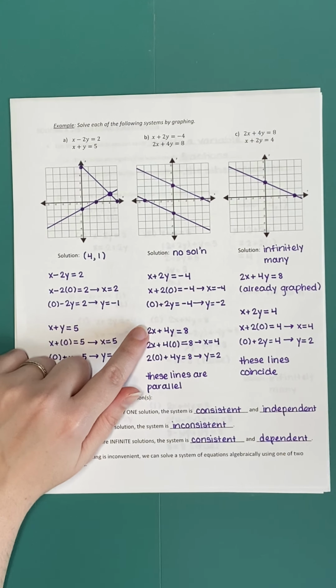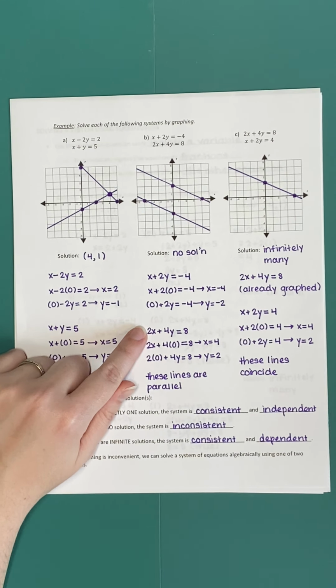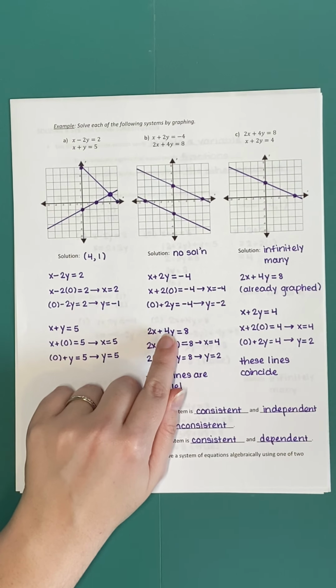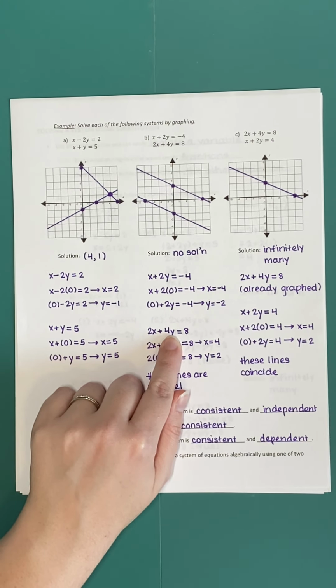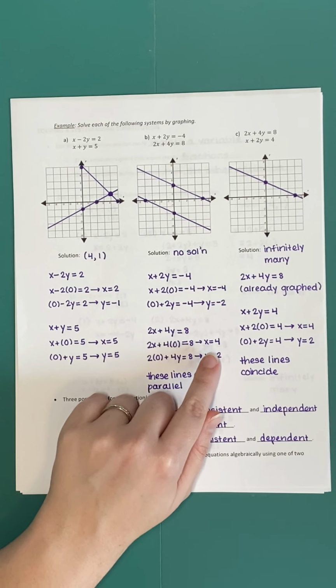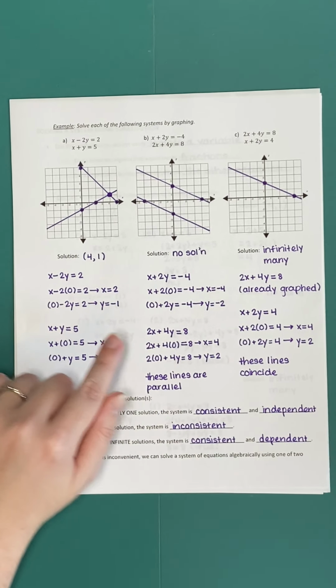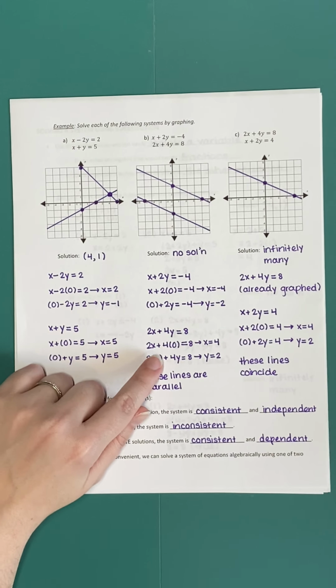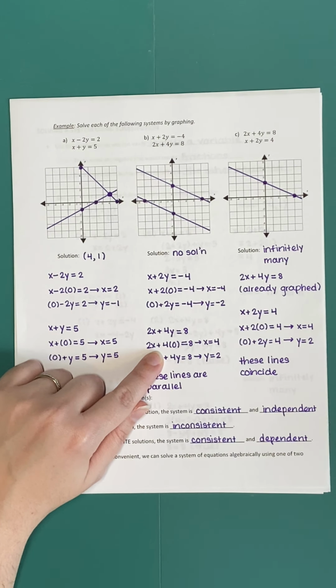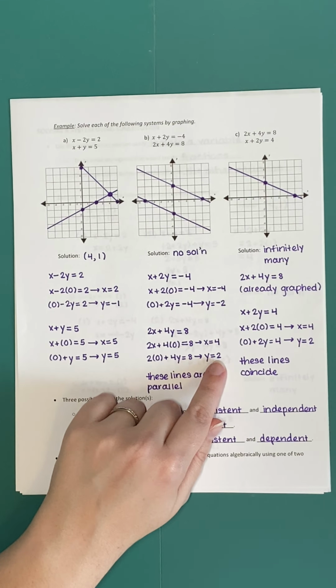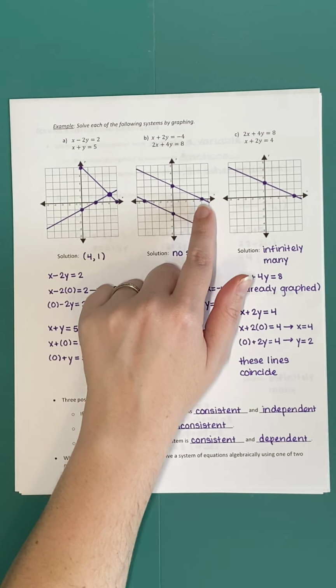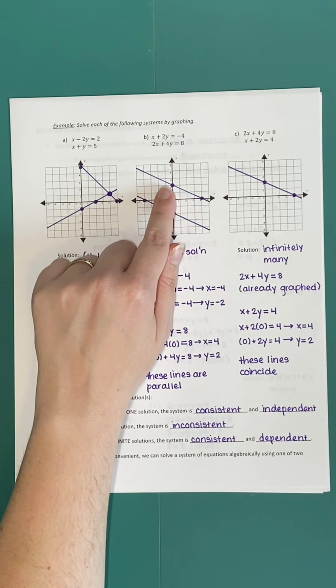Okay, next one. 2x plus 4y is equal to 8. Substitute a 0 in place of y, which leaves us with 2x is equal to 8. Divide by 2, so x is going to be 4. And then also substitute a 0 in place of x, which eliminates our first term. Divide both sides by 4, and we're going to get y is equal to 2. So intercepts at x equals 4, and then y equals 2.